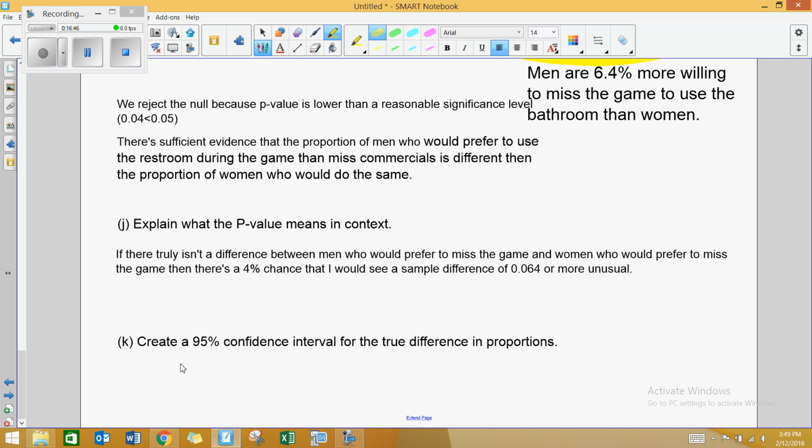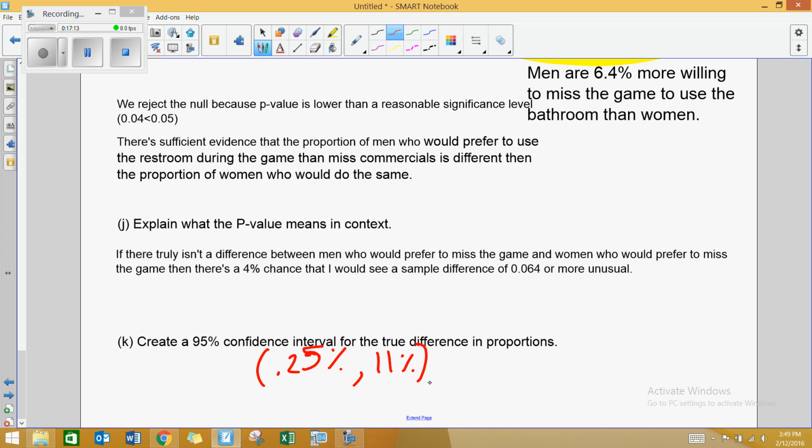Okay, create a 95% confidence interval. To do that, we're just going to plug in x1, n1, x2, n2 into our calculator. I'm going to assume you know how to do that at this point. And you could just go ahead and check your answers. You should end up with about 0.25% and about 11%. So we see here I'm 95% confident that the true difference in the proportion of men and women is between 0.25% and 11%. And that would be how you would interpret that confidence interval. All right.